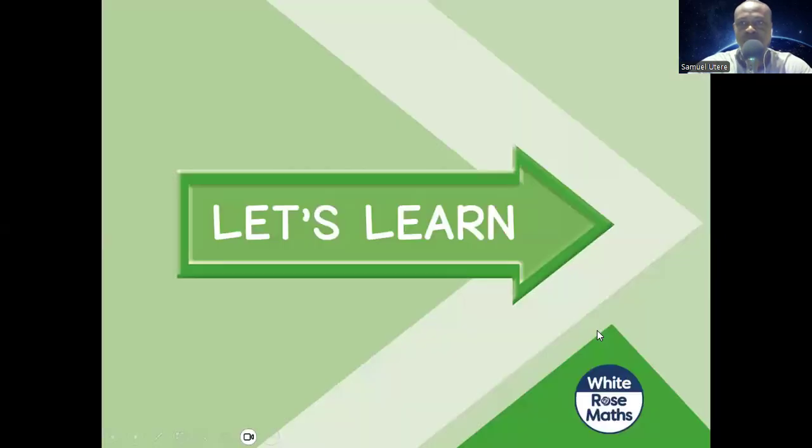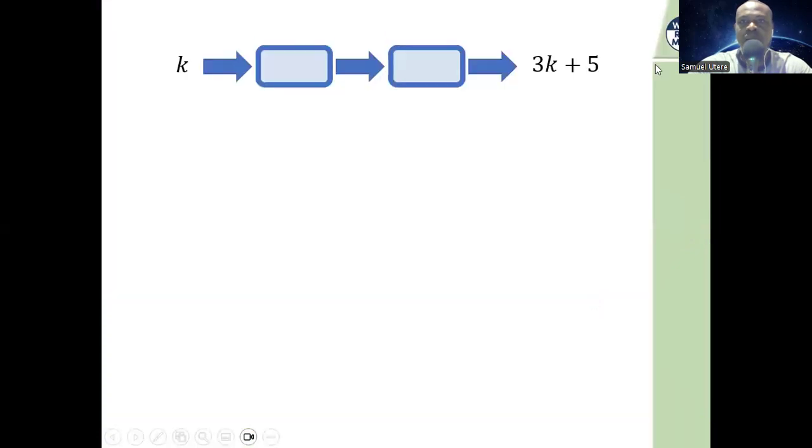All right, it's time for us to do some learning. Well, if I give you this function machine, we do not know what's going on in there, but we have an output. Well, you would think, okay, I had k as the input, but now I have 3k add 5. So at some point, we would have added 5 and then we would have multiplied k by 3. So we would have made 3 lots of k, so 3 times bigger.